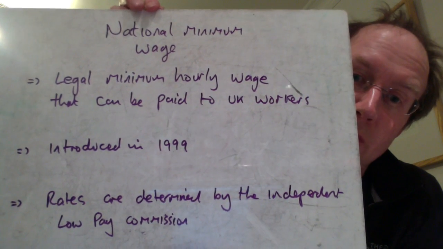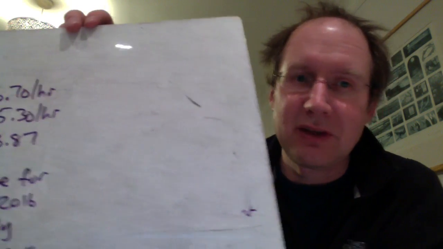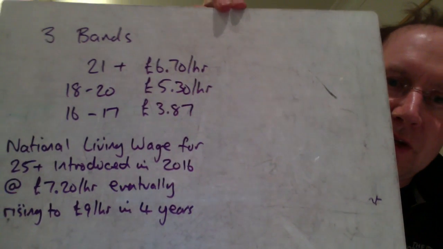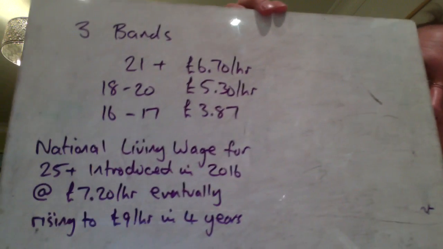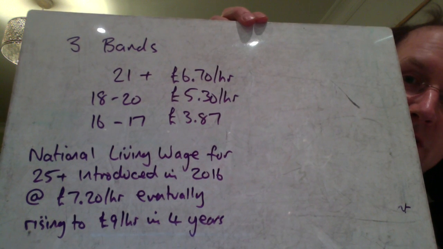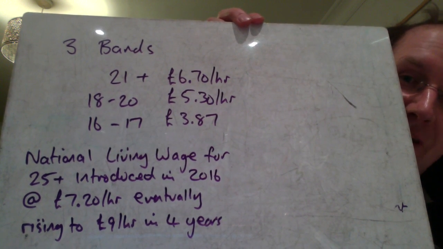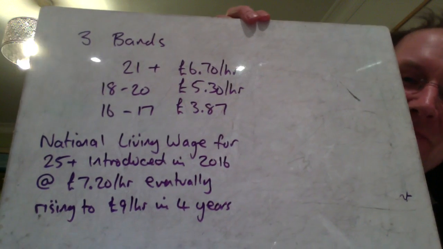Anyway, if you stick that down, you can pause me if you want. I'm going to write another one now. As things stand, there are 3 bands for the national minimum wage, as you can see there. 21-year-olds get £6.70 an hour, 18 to 20-year-olds £5.30 an hour, and 16 to 17-year-olds a mere £3.87. I should say per hour. It's not just £3.87 full stop.